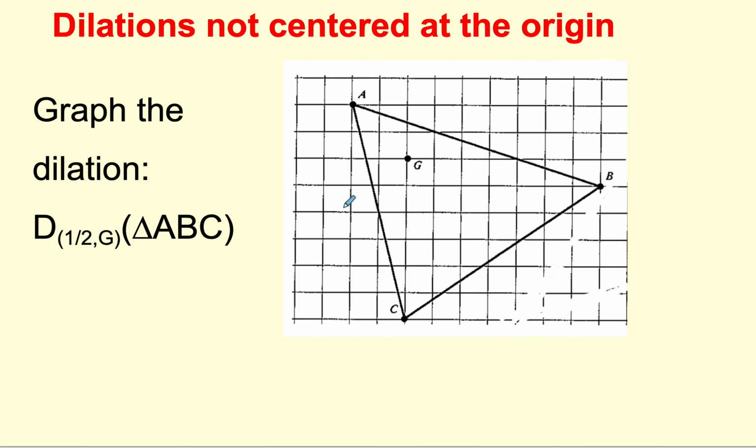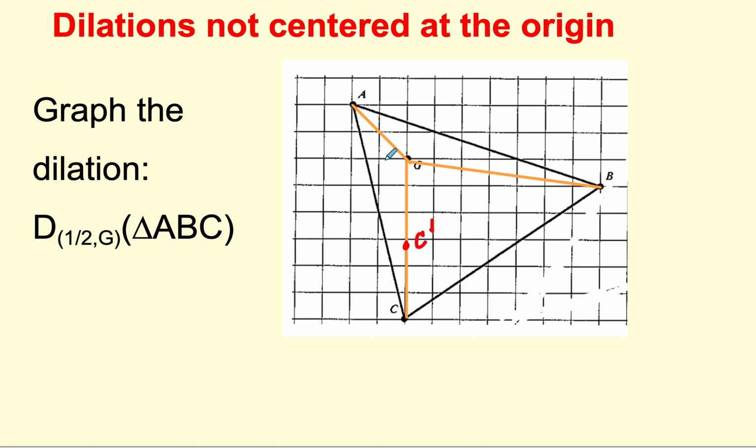Now let's do a dilation of a half. So we're right here. This is G. And we want to bring C in closer. We want to bring B in closer. We want to bring A in closer. So let's see how we can do that. I have the lines nicely drawn. This is 1, 2, 3, 4, 5, 6. So I want to really only go out 3, half as much.